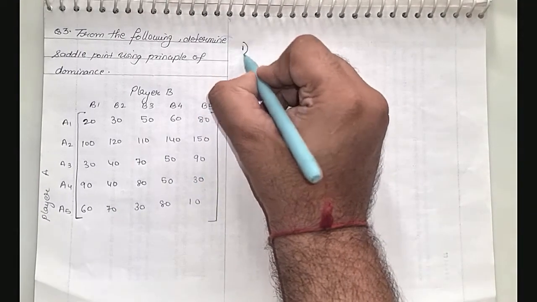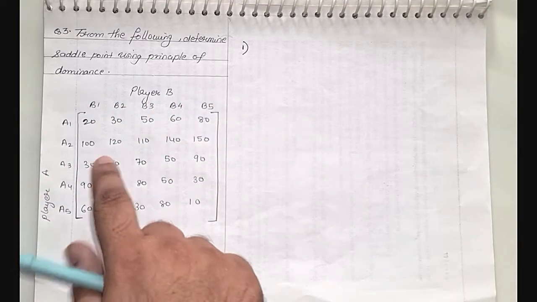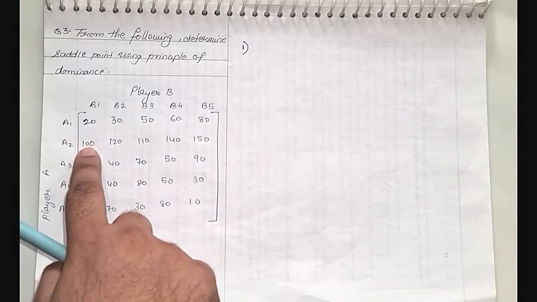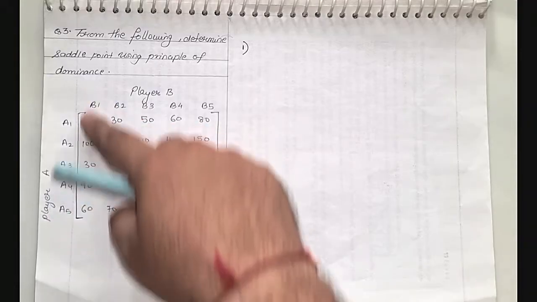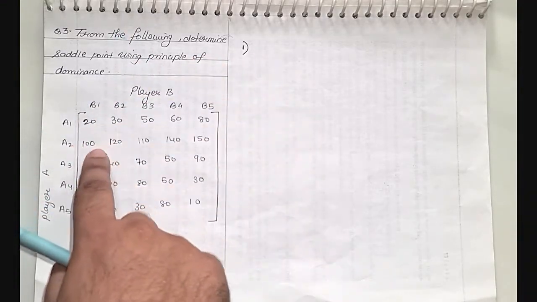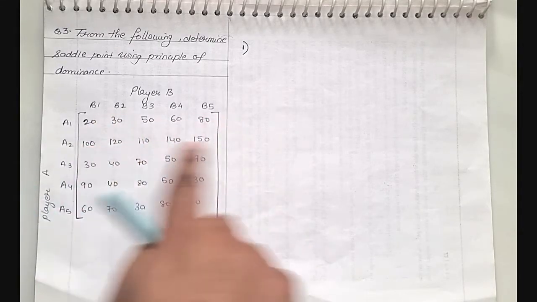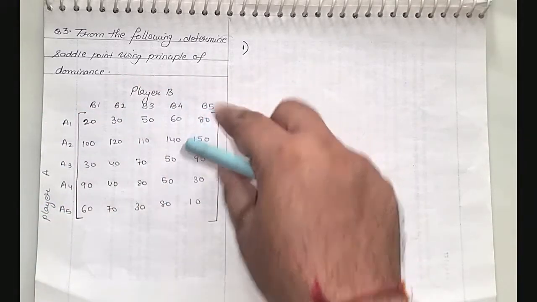First we'll have to check from the row. The rule is whichever row is smaller than the other, remove those rows. So first try to figure out which is the highest value, if you can find any higher value. Now if you look carefully, the row A2 has 100 in the first value, which is the highest in the entire row. Even 120, 110, 140, 150, none of the rows has a triple digit value. It means that A2 is the dominating row.